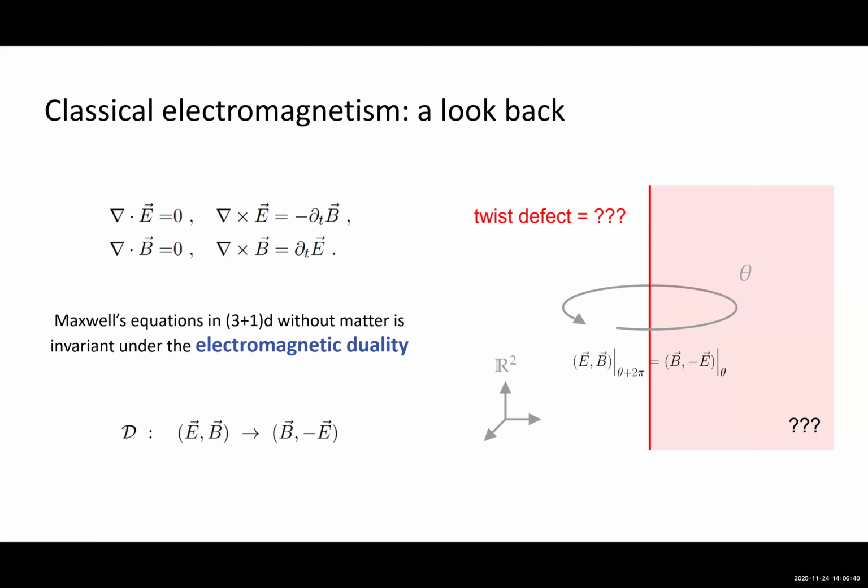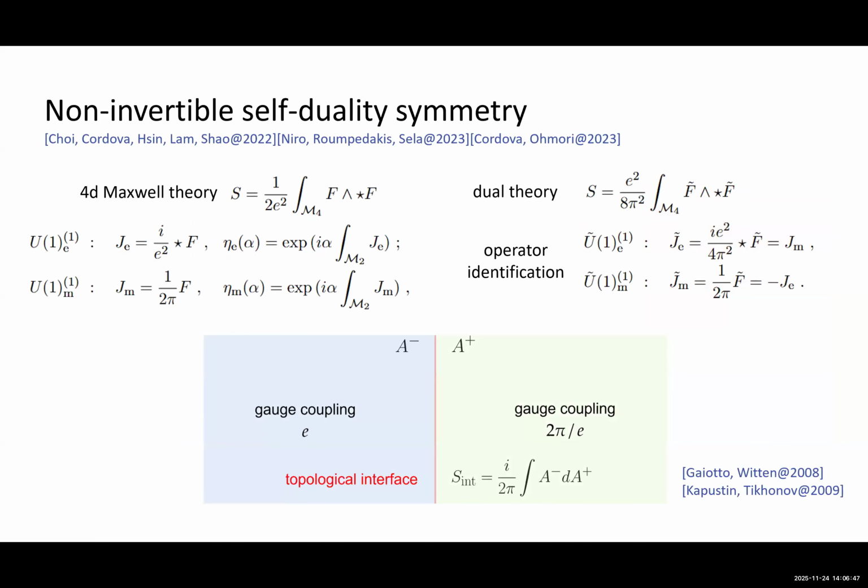But before that, we have to figure out how the electromagnetic duality is defined as a symmetry defect in the Maxwell theory. This has been worked out by many collaborators. One of them is in the audience. So by looking at the Maxwell theory with coupling e and its electromagnetic dual, which has dual coupling 2π over e, a more modern perspective is that you can actually construct a topological interface between these two theories.